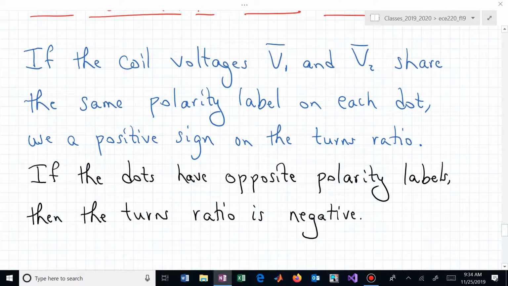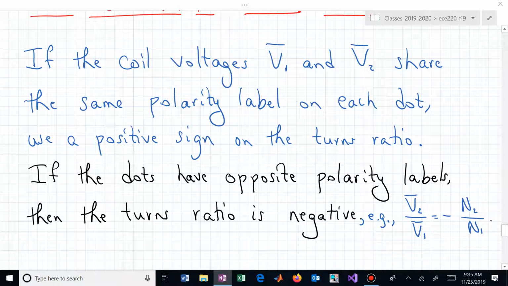However, if one of the dots has a positive label and the other dot has a negative, then we have to introduce a negative sign on this turns ratio relationship on the primary and secondary voltages. Here, what I'm trying to say is, for example, in our turns ratio relationship, V2 over V1, we would now say that's minus N2 over N1. We would need to introduce a negative sign.